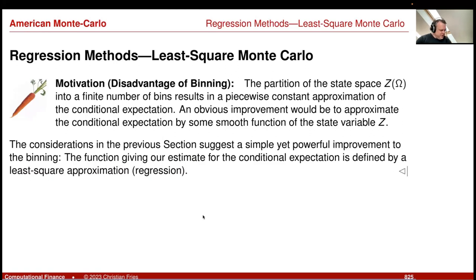Okay, so the partition of our state space into a finite number of bins, so the image space of our random variable z, results in a piecewise constant approximation of the conditional expectation. And an obvious improvement would be to use maybe some smooth function of our random variable z. So this is our function f of z, which I had previously on the slide. So have some smooth function f of z, and still take the same characterization of conditional expectation, it's minimizing this distance.